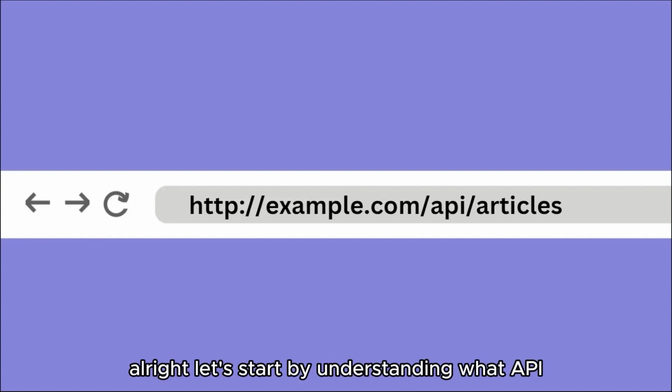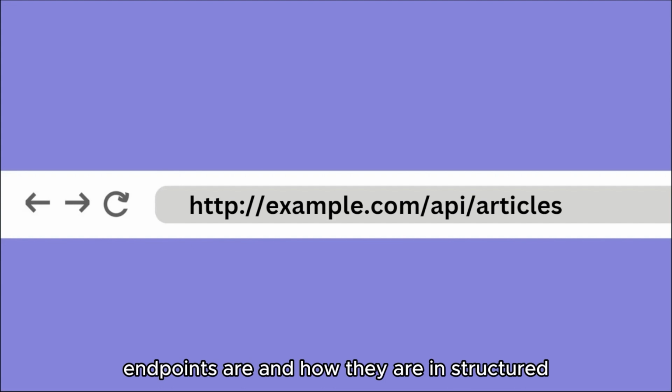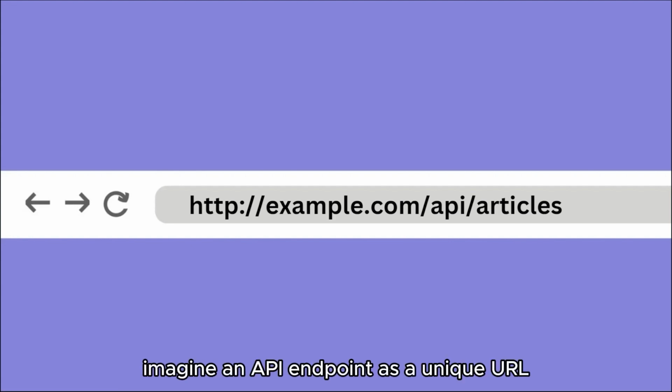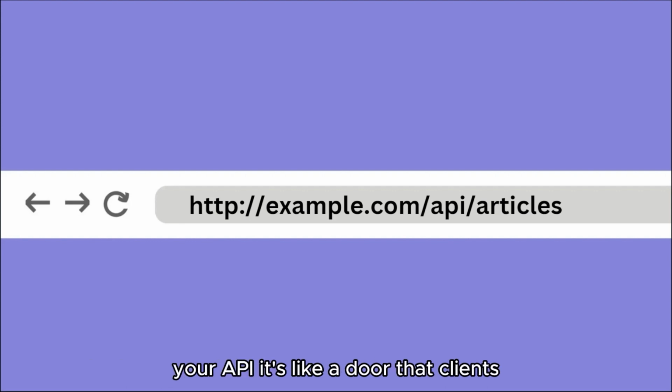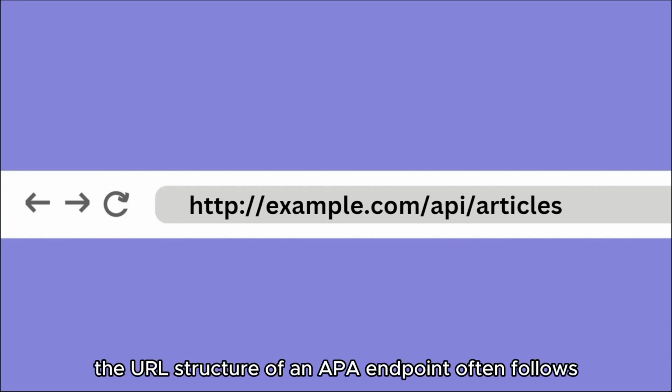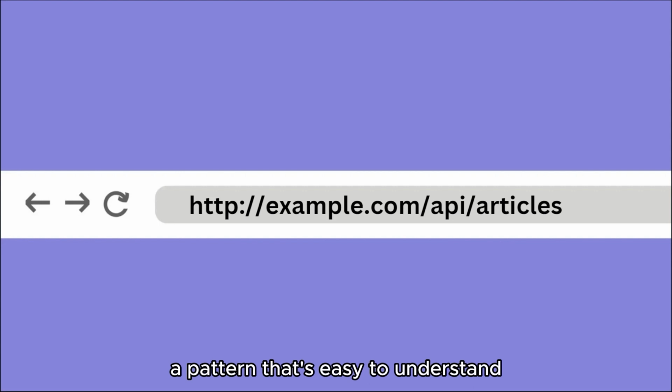Alright, let's start by understanding what API endpoints are and how they are structured. Imagine an API endpoint as a unique URL that represents a specific function or resource within your API. It's like a door that clients can knock on to request or send data. The URL structure of an API endpoint often follows a pattern that's easy to understand. Let's take a look at this example. This URL represents an endpoint for interacting with articles in our API.